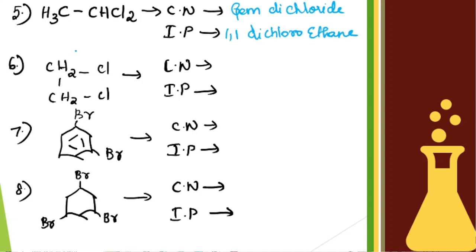Now here if you see this, you have two chlorines attached to two different carbons. So this is called vinyl dichloride. So if two chlorines are attached to the same carbon, then it is gem dichloride. If chlorine is attached to two different carbons, then it is going to be vinyl dichloride.